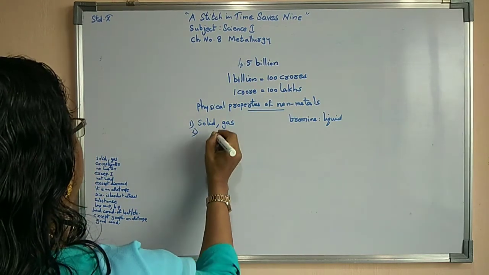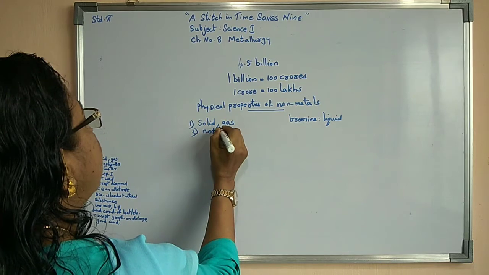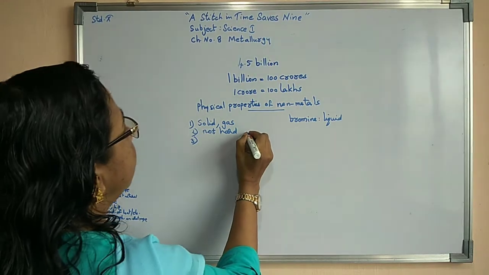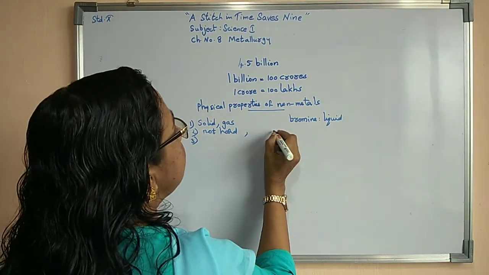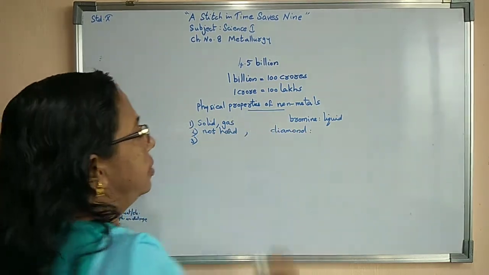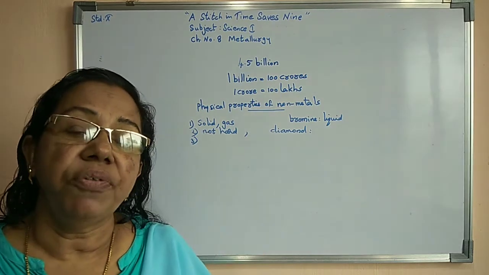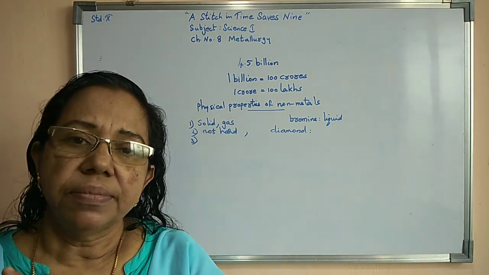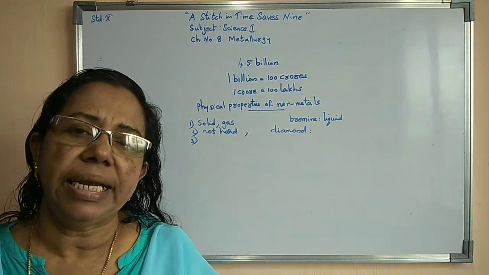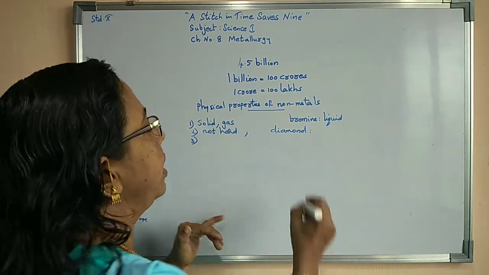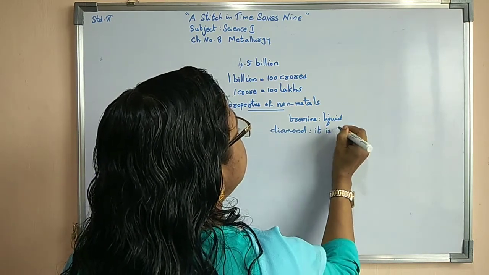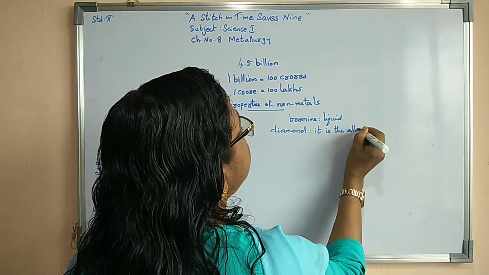Now, another property: they are not hard substances. But here is one exception again, that is diamond. In case of non-metals, they are not hard ones. At the same time, there is one non-metal, diamond, whose speciality is that it is an allotrope of carbon.